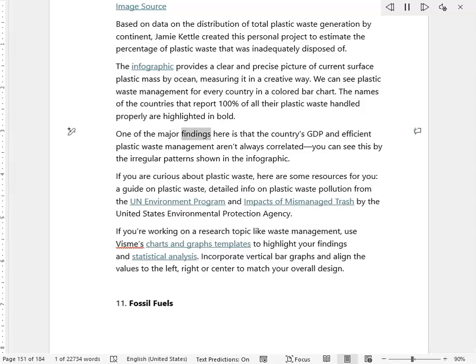One of the major findings here is that the country's GDP and efficient plastic waste management aren't always correlated. You can see this by the irregular patterns shown in the infographic.